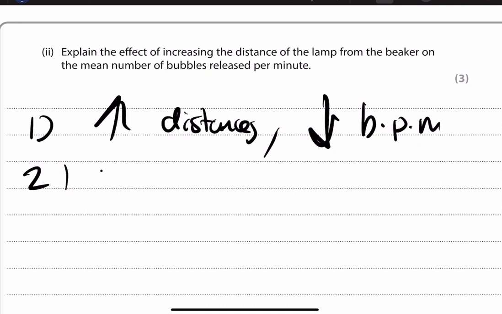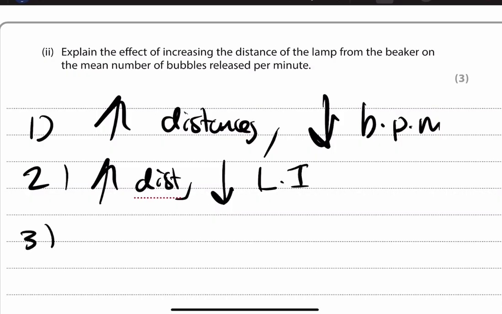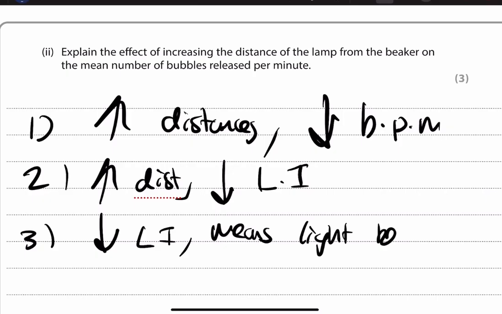Okay, now explain this. So why would this be? Well, increasing distance means lower light intensity, right? Lower light intensity. Now, what does this mean? Lower light intensity means light becomes a limiting factor. Now, a limiting factor is something that limits the progression of photosynthesis. So it's the thing that prevents the rate of photosynthesis from going any further.